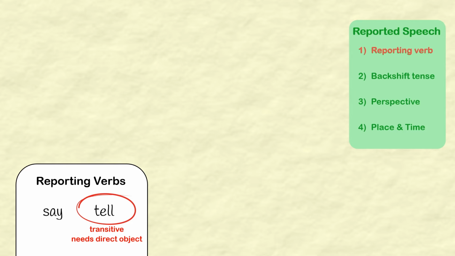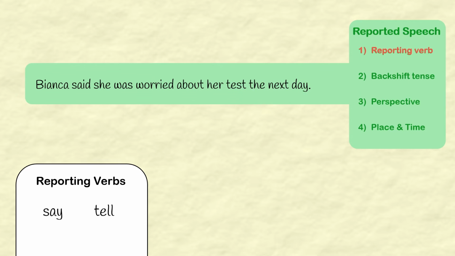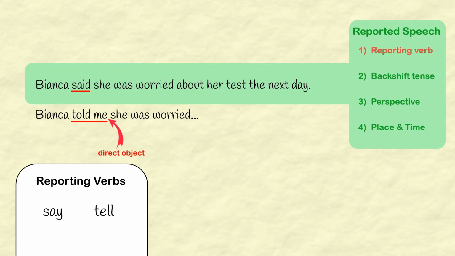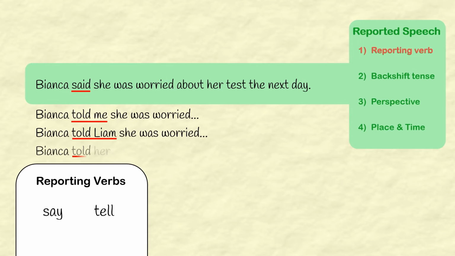To help understand this, let's go back to our first reported speech sentence where we used said. If we were to use tell, which in past tense is told, we would need to include a direct object. We could say, Bianca told me she was worried. Me is the direct object. Or perhaps she didn't tell me. Perhaps she told Liam. Or perhaps she told her parents. Tell needs a direct object. Say doesn't.